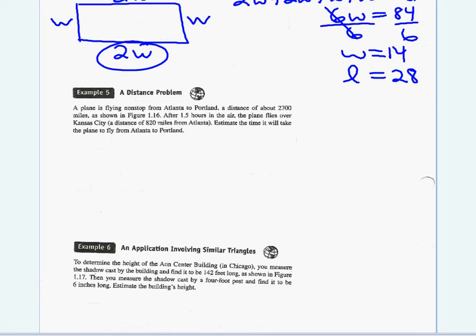A plane is flying nonstop from Atlanta to Portland, a distance of about 2,700 miles. We don't have a figure here, but that's okay. After 1.5 hours in the air, the plane flies over Kansas City, which is a distance of 820 miles from Atlanta. Estimate the time it will take the plane to fly from Atlanta to Portland. Well, what we need here is a speed. Do you remember this old friend that you should have used in science? Distance equals rate divided by time.